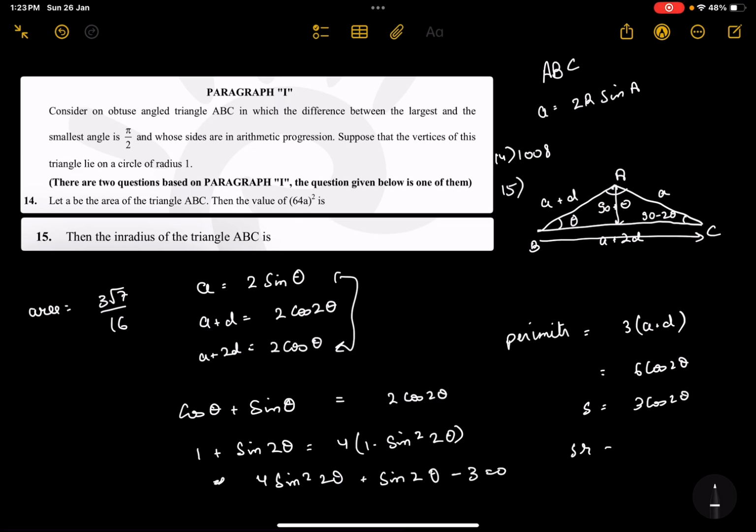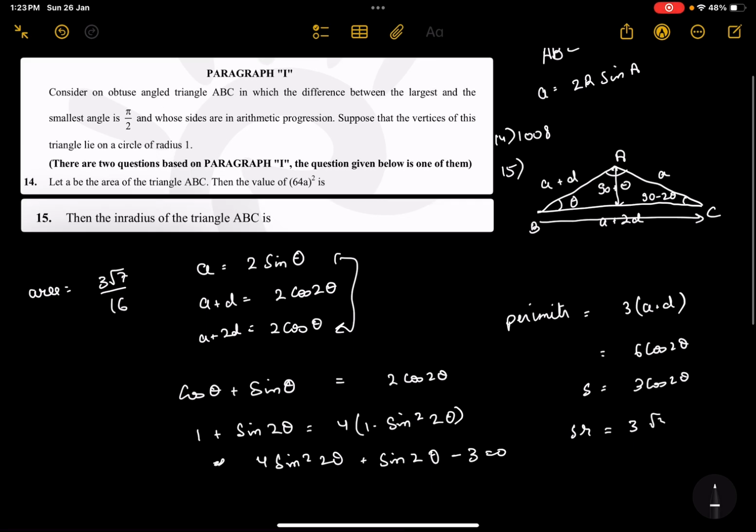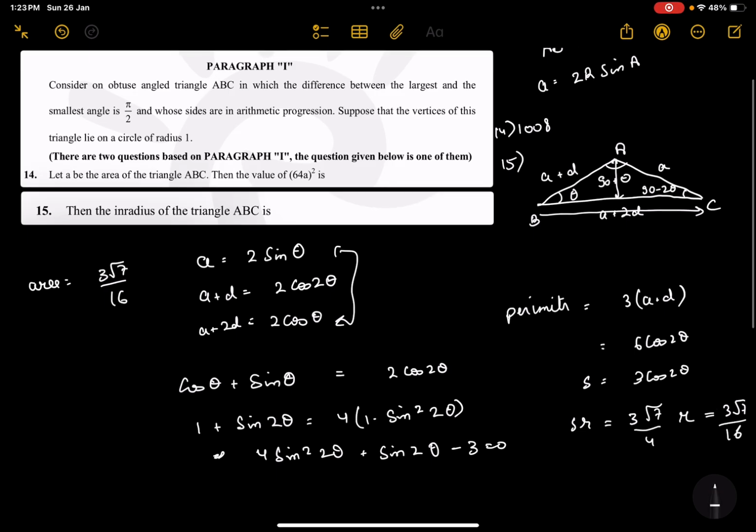Then s into r is 3 cos 2 theta, which is 3 root 7 by 4 times r, which is the area, 3 root 7 by 16. So that leaves us with, 3 gets cancelled, root 7 gets cancelled. So the inradius is 1 by 4. So the answer for 15 is 0.25.